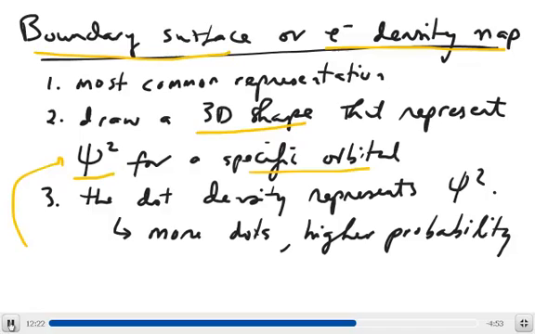In other words, if you can write an equation, you can also draw that equation. So this is just a geometrical representation of psi square. What you're going to put in that shape is a bunch of dots. The dot density, how many dots you have, represents the value of psi square in that particular space. The more dots you have, the higher the probability of finding the electron in that space.